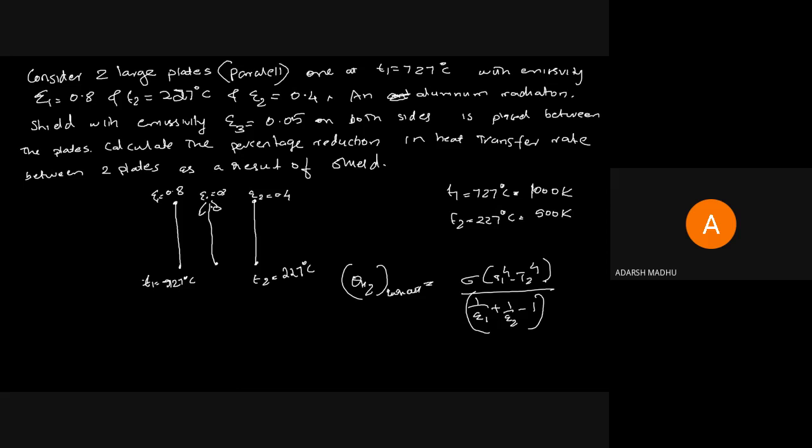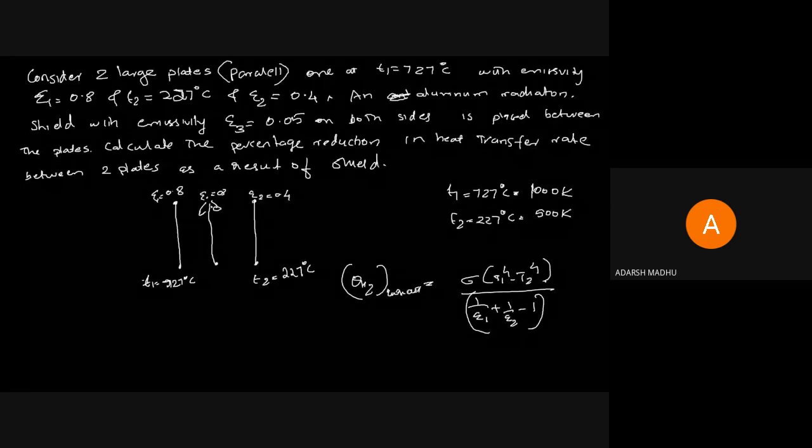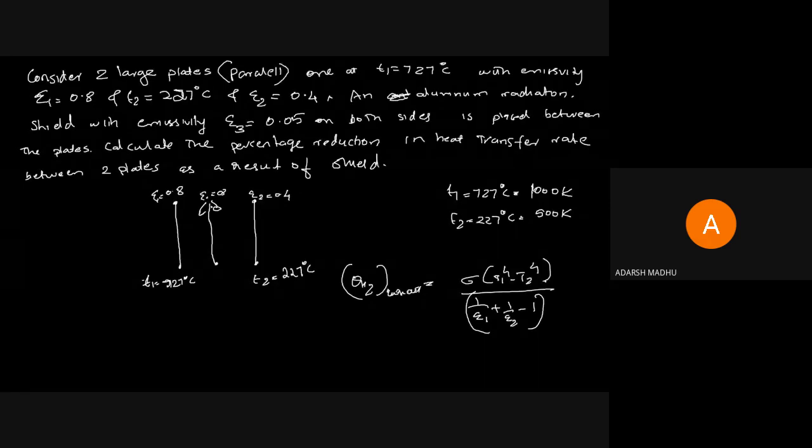T1 raised to 4 minus T2 raised to 4. Just find out the value. Sir, 19329. 19329, right. 19329 watt per meter square. Q value. Okay. Done.